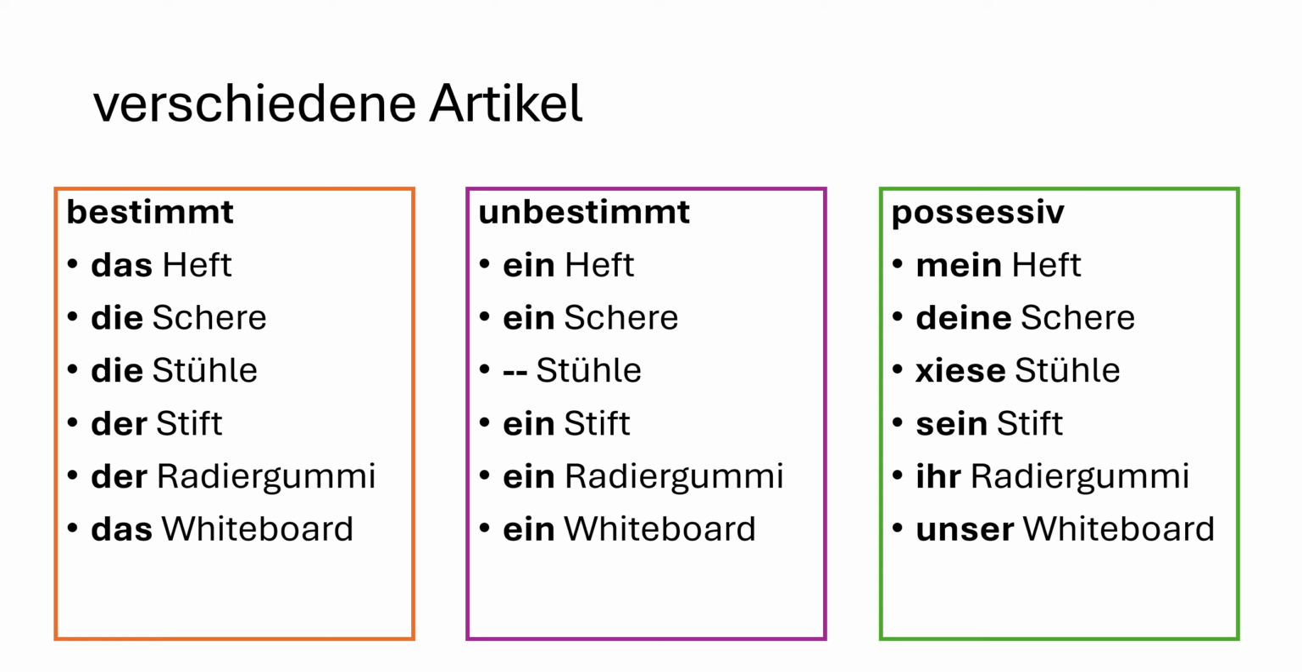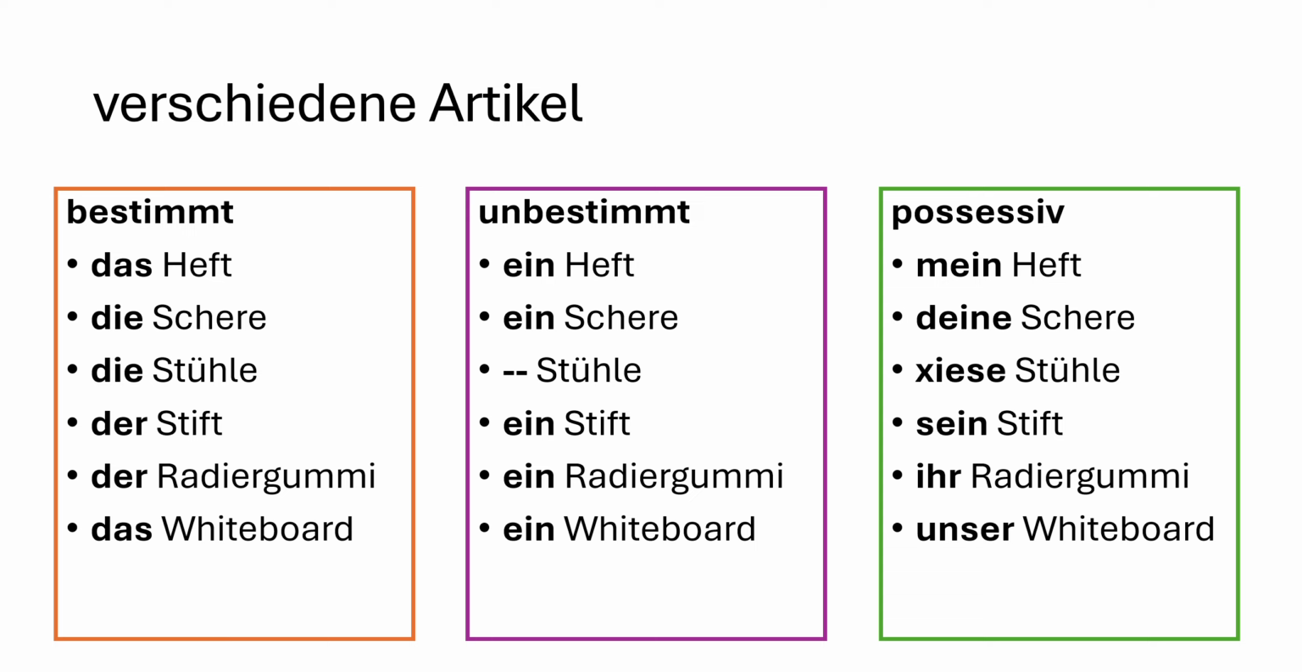Okay, so here's what it looks like sort of going across. When you look up a noun, the dictionary should either tell you das Heft, die Schere, der Stift, or it should say Heft and then have an N in parentheses telling you this is neutral, or an F in parentheses telling you this is feminine.